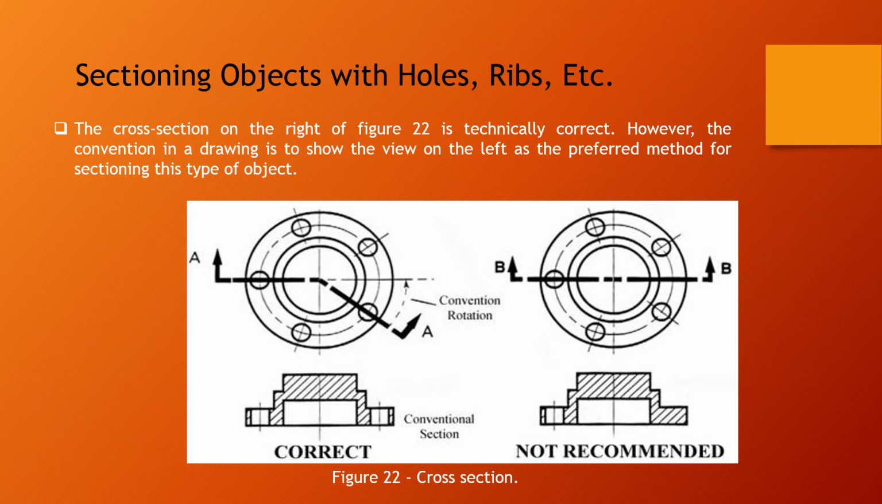as the perfect method for sketching this type of object. Please be careful. Don't do the sectioning on the right side of the figure. Do this on the left side of the figure, that is the cross-sectional view. That covers sketching views, sketching objects, and sketching the cross-sectional side.